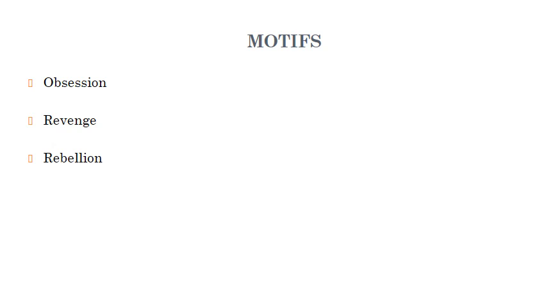Next comes motifs. Motifs means themes or idea or subject. Here we find obsession. Heathcliff is obsessed with Catherine, and that turns to revenge when she marries Edgar, and he becomes of a rebellious nature, a rebellion. All these three things we find in this novel.